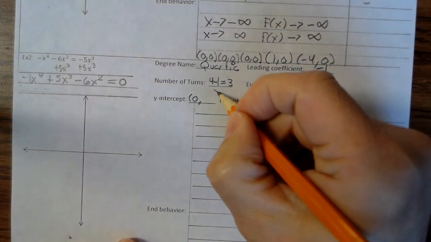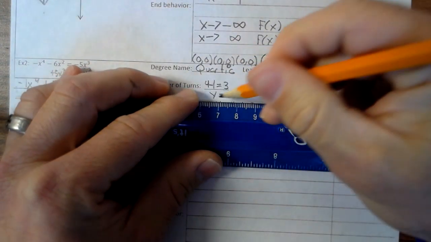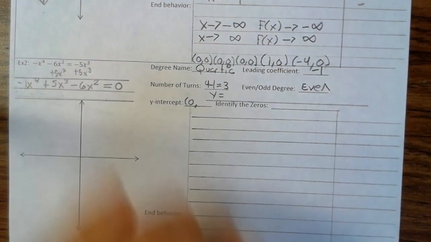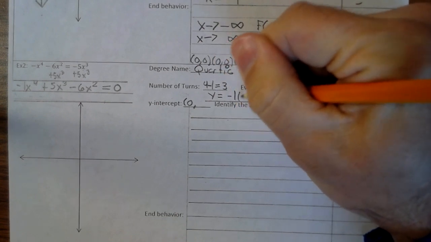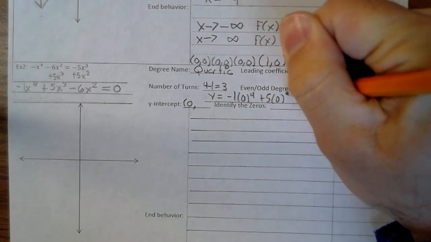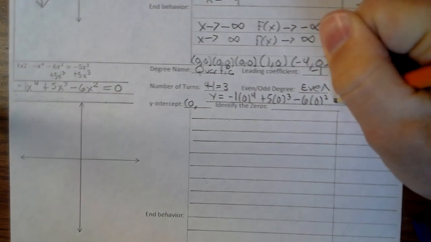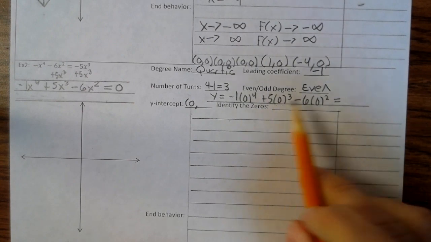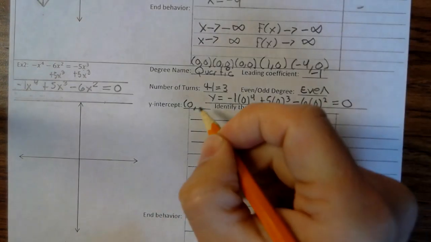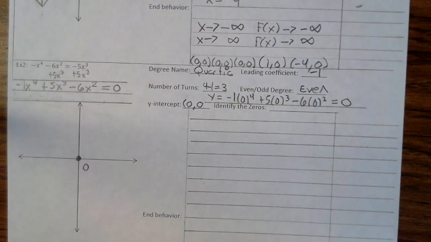So that's y equals negative 1 times 0 to the 4th plus 5 times 0 cubed minus 6 times 0 squared equals, well, 0 plus 0 plus 0 is 0. So your y-intercept is (0, 0). So we have a point at 0.